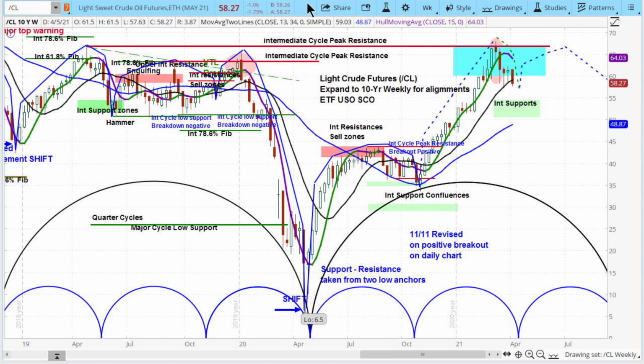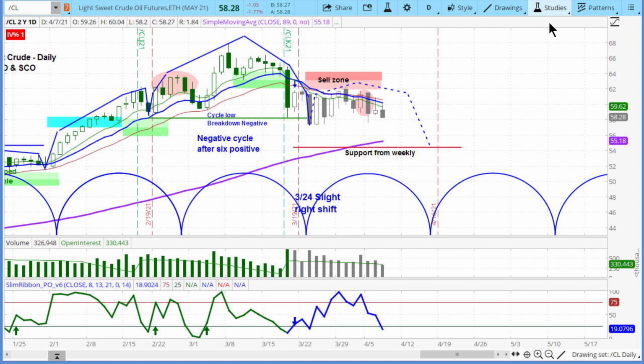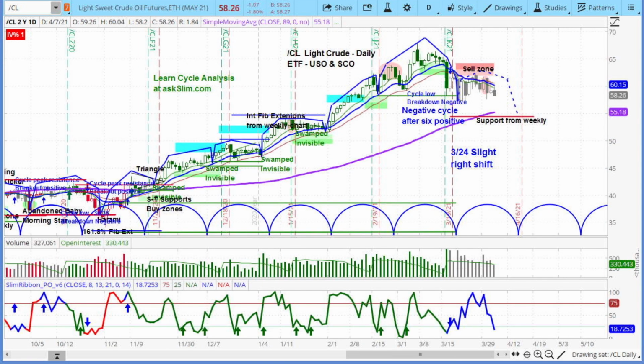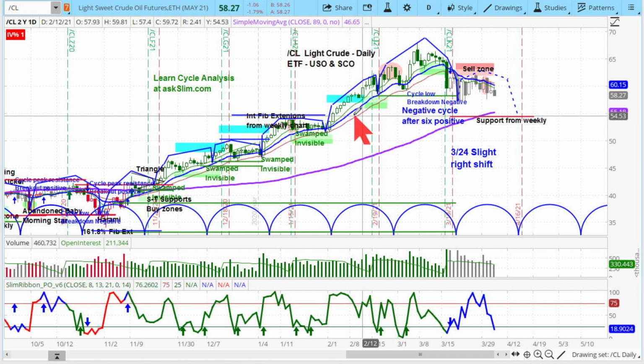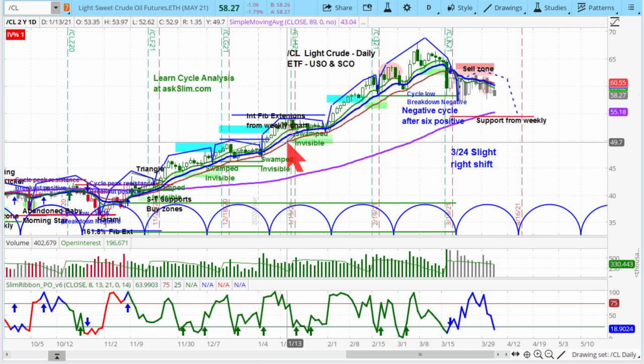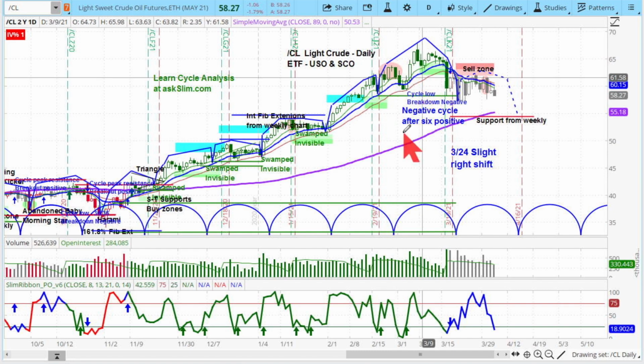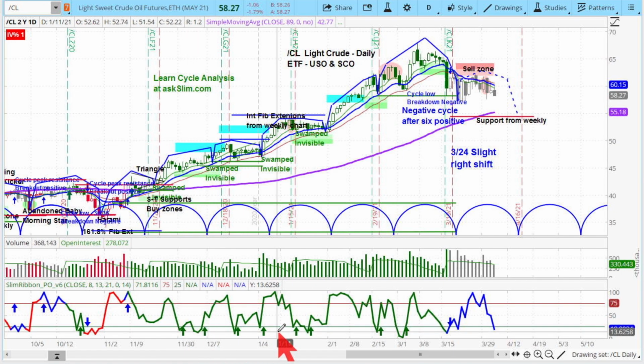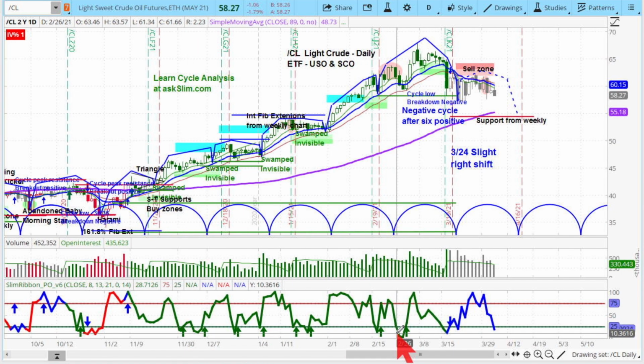So we try to fine tune that, of course, when we look at the daily chart, and you can see the cyclical patterns in the daily chart. I mean, look at how clear those are. Remember, we look at momentum on the daily chart using the slim ribbon. And we look at the signal indicator on the bottom, which is the slim ribbon PO. And these work together in ways that are just, I think, the best that there are as far as understanding momentum.